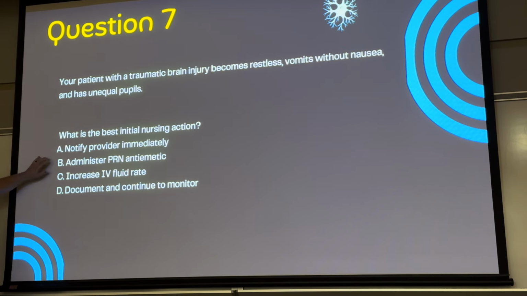Restless. Here, change in LOC, you have a restlessness, I have vomiting without nausea, unequal pupils. Alright, so I'm having some type of big neuro event, right? So I have an increase in that ICP. Antiemetic, maybe eventually, but that's not my priority. I don't need any type of increased IV fluids currently. I'm not trying to increase my ICP even further with bolusing fluids. Document, continue to monitor. That's just being a poor nurse. You need to do more intervention, okay?